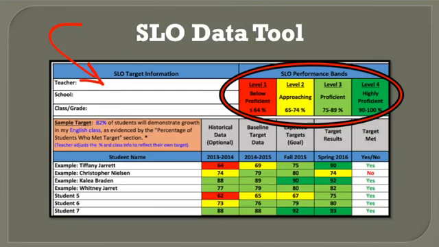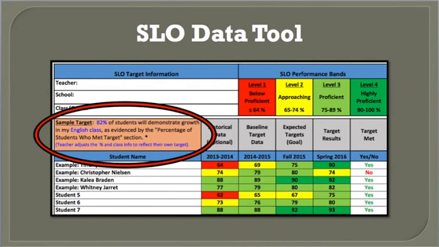The top section includes SLO target information, such as teacher, school, and the subject being taught. It also lists the SLO performance bands and the percentages associated with each of the bands. In the next section is a sample teacher's SLO target. From the baseline data, this teacher predicts that 82% of students will demonstrate growth in English, as evidenced by the percentage of students who met the target. Teachers can modify the percentages, the class, and the grade to create their own SLO targets.